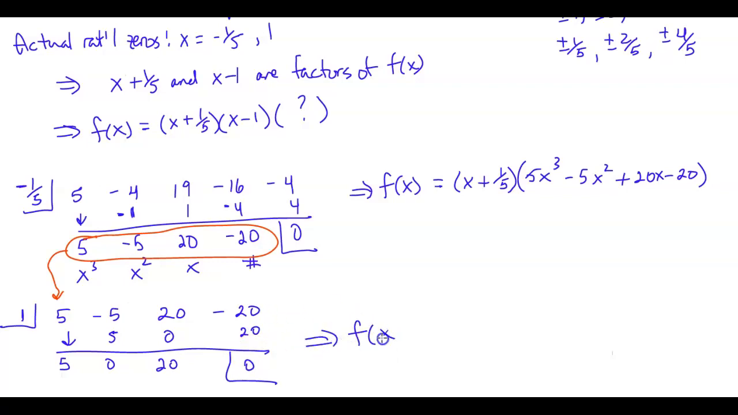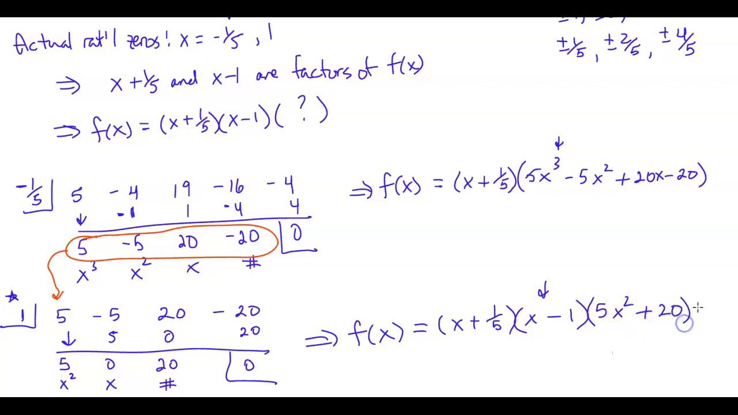So now what this tells us is that we can say this is x plus 1/5 times x minus 1 times, and so again, this second round of synthetic division starts off with a polynomial of degree 3. We divide it by a polynomial of degree 1. And so this means that we're going to have x squared term here, x term here, constant term there. So this is just 5x squared plus 20.